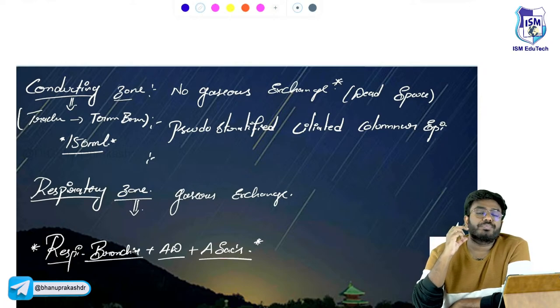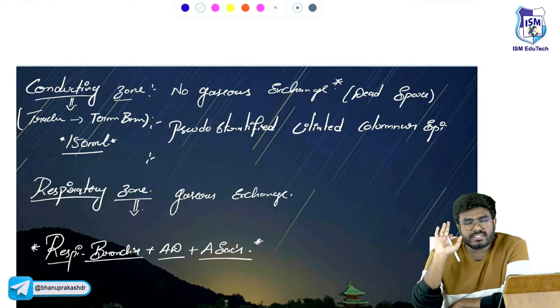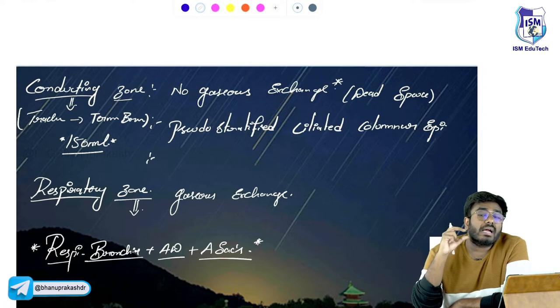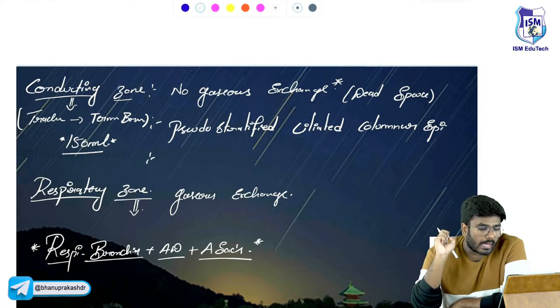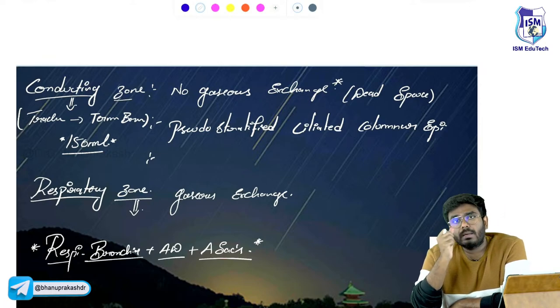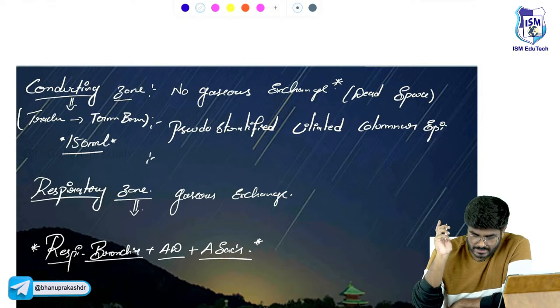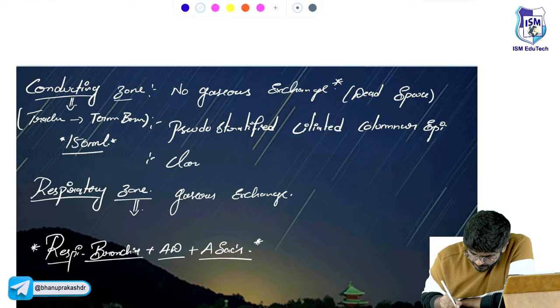The lining epithelium is pseudostratified ciliated columnar epithelium. But in the conducting zone, there are two stem cells present. There are two cells which will act like stem cells. What are they? Clara cell and basal cell.